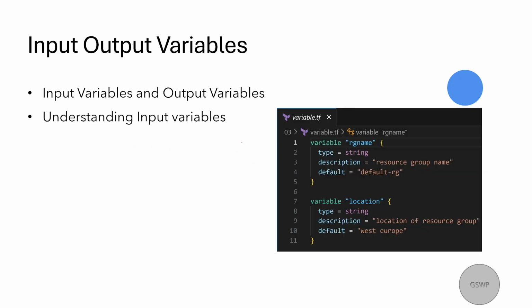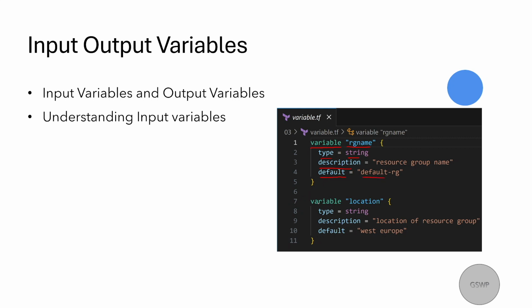So understanding input variables. On the right hand side, if you see this screenshot here, how we define input variables. We define it as a variable with the name of the variable and the type. Which type? Right now you can see it is a string type. I'm giving a resource group name to my infrastructure as code, and that's why I'm defining it as a string type. And what is the description? You can describe it. I'm describing it simply as resource group name. Default name you can give, default value I'm giving as default RG.